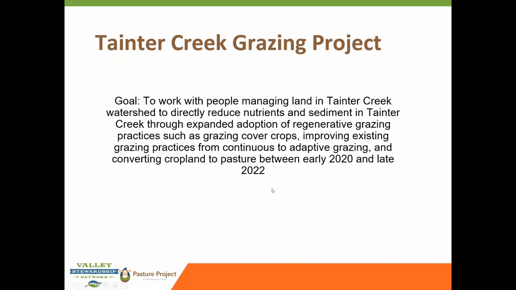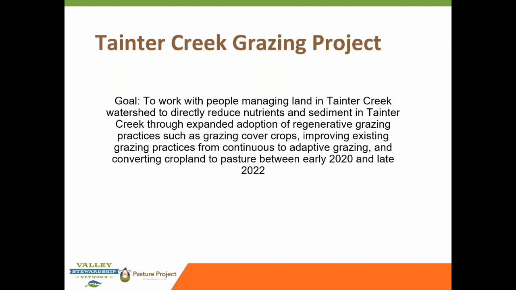Pasture Project and VSN, along with the Tainter Creek Farmer-Led Watershed Council, have partnered together to form the Tainter Creek Grazing Project. This 3-year project provides grazing resources and education to support regenerative grazing in the watershed. The goal of the project is to work with farmers and landowners in Tainter Creek Watershed to directly reduce nutrient and sediment loss through adoption of regenerative grazing practices.